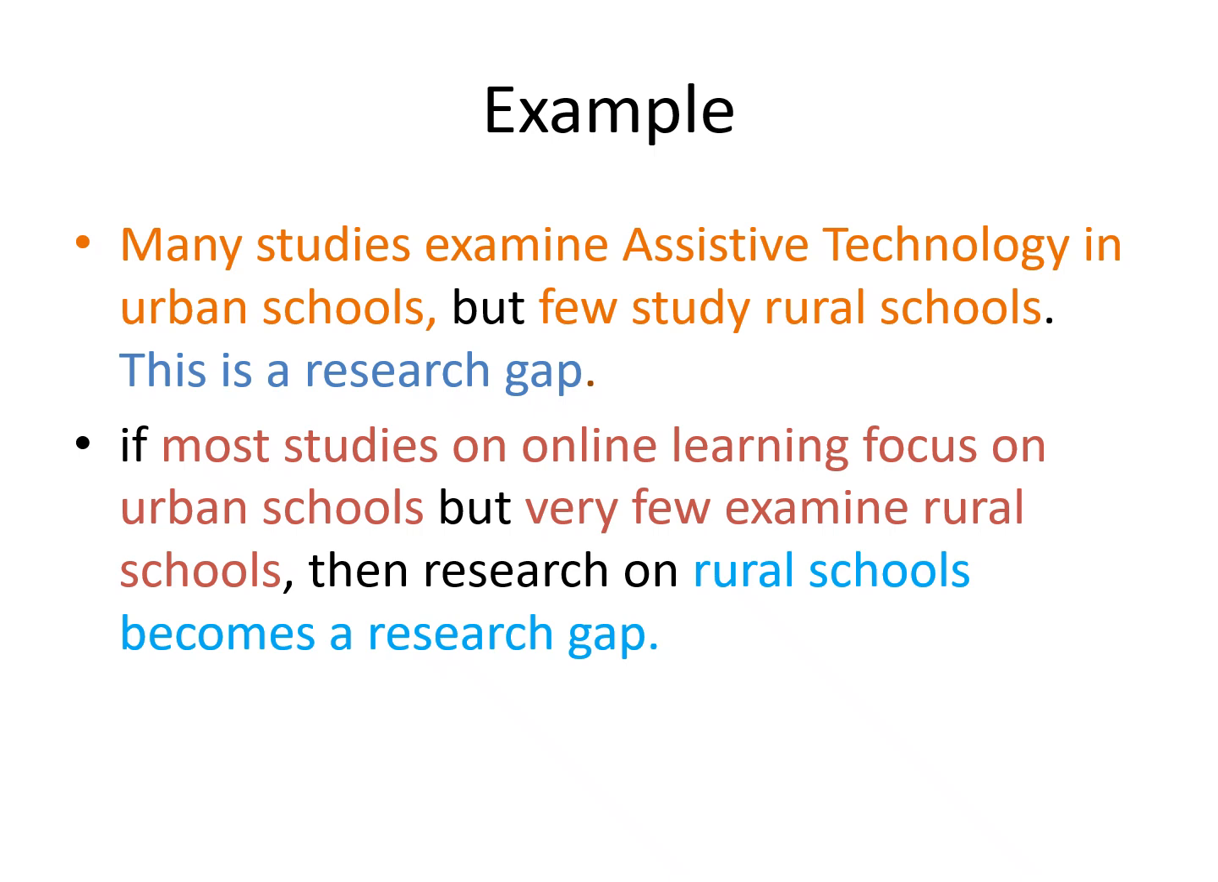Another example: if most studies on online learning focus on urban schools, but very few examine rural schools, then research on rural schools becomes a research gap.